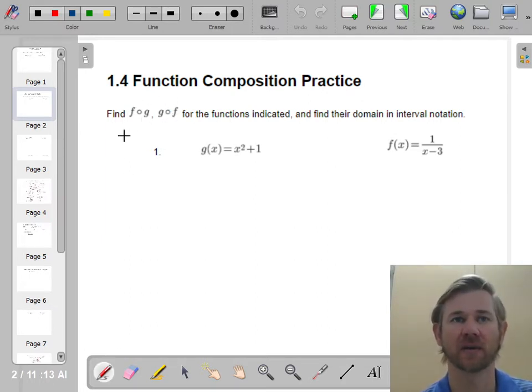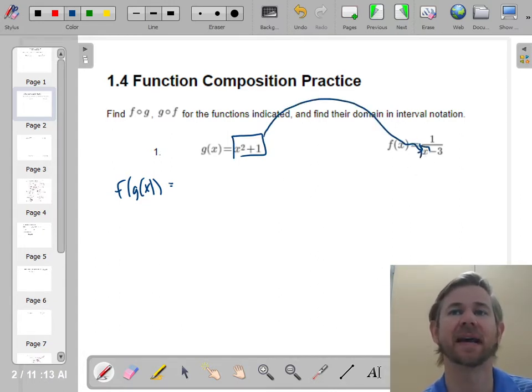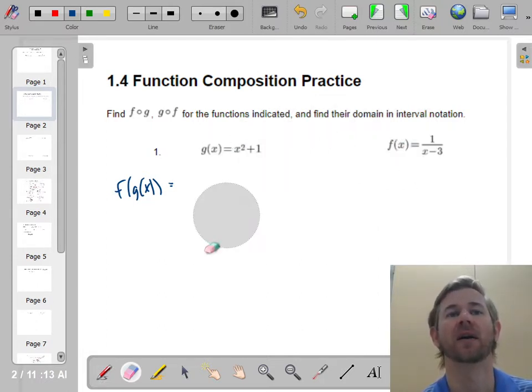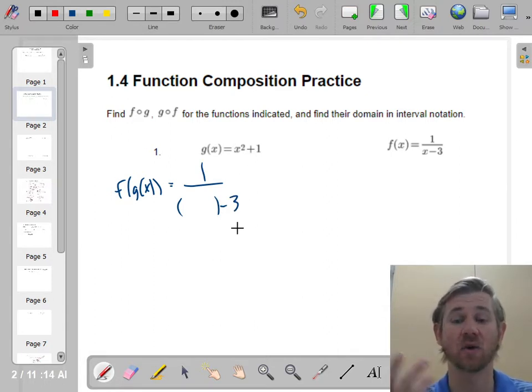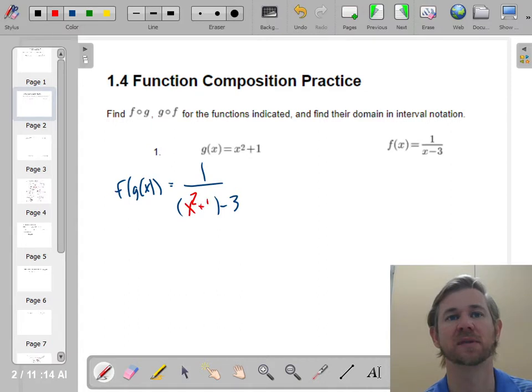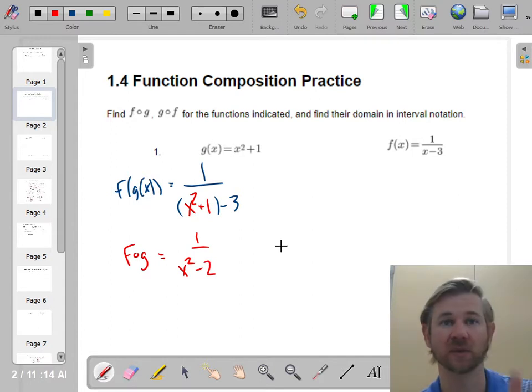So for f of g, another way to write that is f of g of x. And what that means is we're going to take g of x as our input and we're going to plug it into f. Everywhere we see an x, we're going to put the whole function g. So we'll now have, if we think about what f of x looks like, 1 over x minus 3. But instead of writing x, I'm going to write the whole function g of x, which is x squared plus 1. Now I'm going to simplify that, and I'll use their notation. That would be 1 over x squared, and then plus 1 minus 3 is minus 2. So I have my function. We'll talk about the domains in a second.